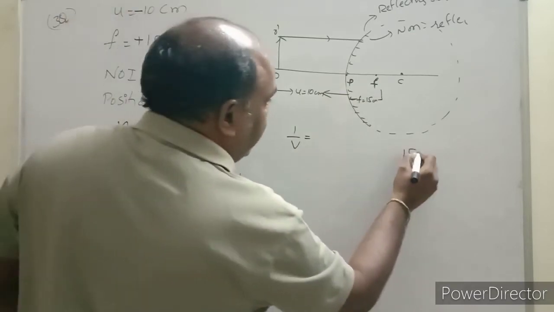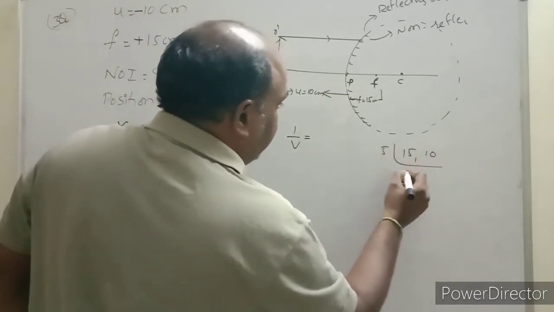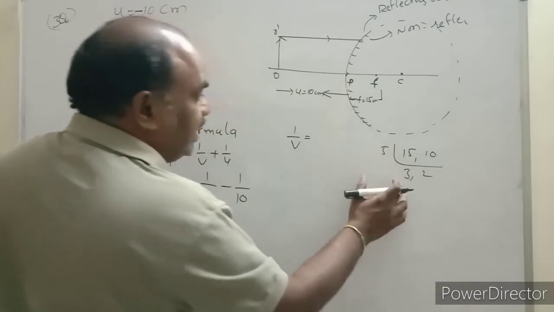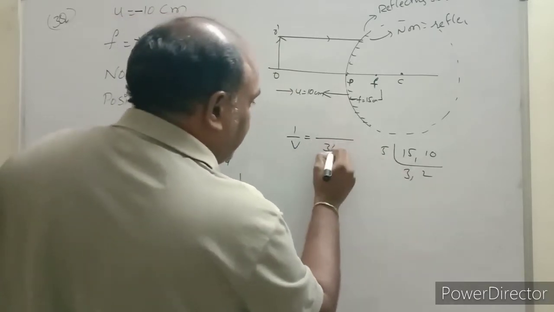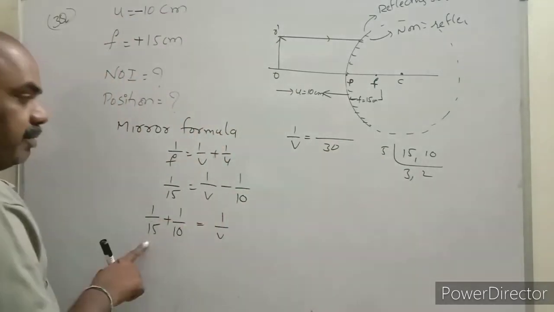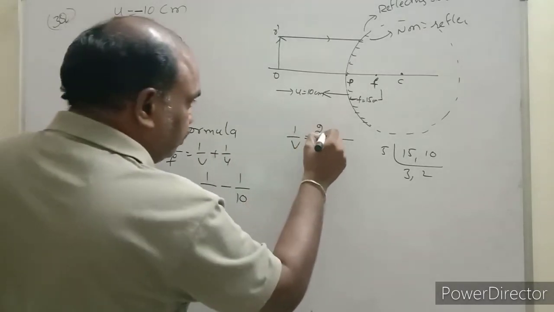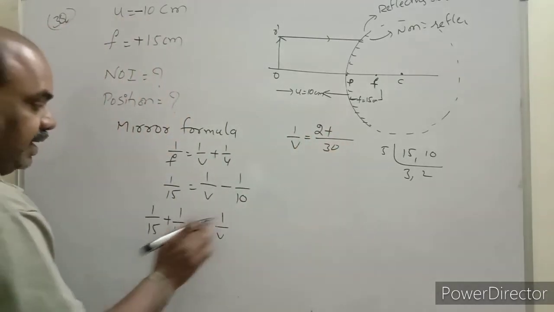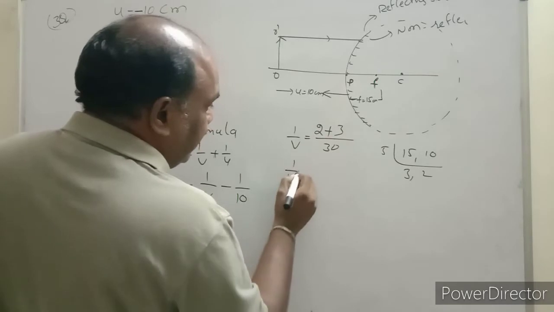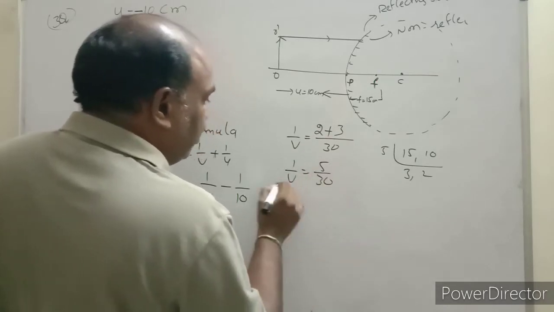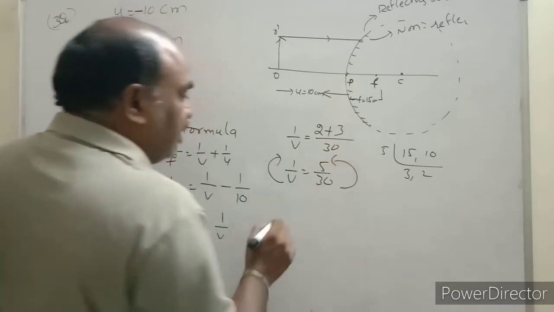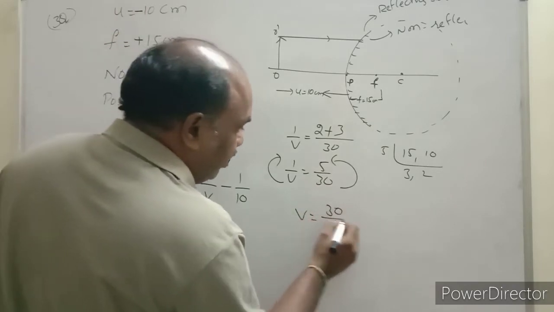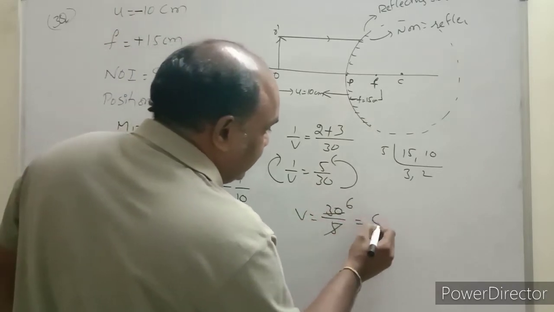What is the LCM of 15 and 10? 5 3s, 5 2s, all are prime numbers. 5 3s are 15, 15 2s are 30. 30 is the LCM. 30 divided by 15 is 2, 2 1s are 2. Plus 30 divided by 10 is 3, 3 1s. So 1 by V is equal to 5 by 30. We don't want 1 by V, I want V. V is equal to 30 by 5, 5 6s, 6 centimeter.